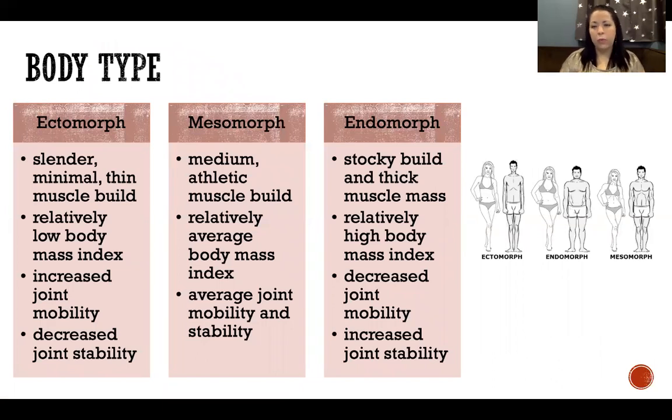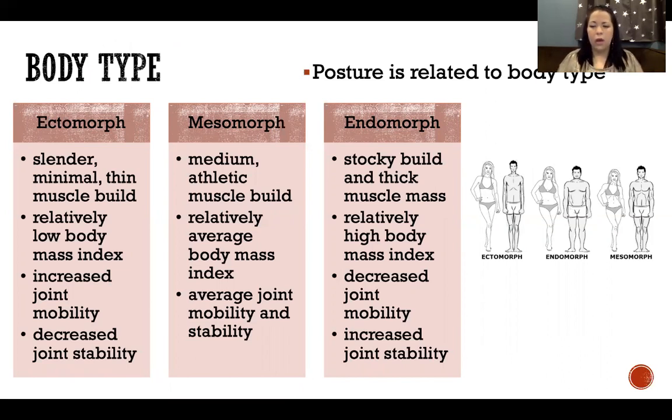Okay, we need to consider body type when we look at posture. Posture is related to body type because how we interpret our findings of our postural assessment might be different depending on what their overall body type is. So we might expect joints to be in certain places for one body type and in a different place for another. An ectomorph body type is someone who is slender, has a minimal thin muscle build, relatively low body mass index usually, and that person will usually have increased joint mobility, so more hypermobility of joints. The flip side of hypermobility of joints is decreased joint stability. Those two things go hand in hand. More mobility means less stability.